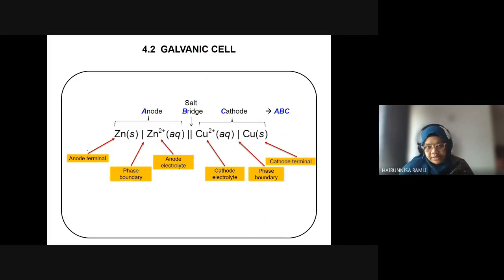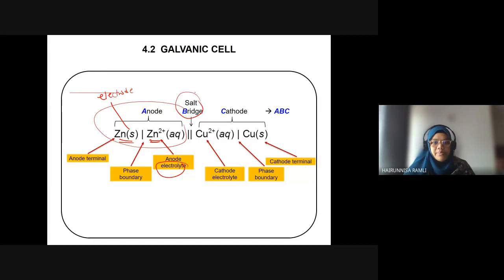Okay, ni contoh dia. This is the very basic cell notation. Antara zinc and copper, we know that zinc will become the anode. Okay, so zinc solid. Okay, so ni mesti electrode. Okay, slash kepada apa? Kepada Zn2+. So this is the electrolyte. So sebelah kiri mesti anode and then dipisahkan dengan salt bridge. Okay, and then sebelah kanan electrolyte dulu kan? Cathode kan? Electrolyte Cu2+ kepada Cu solid. Dia punya cathode. Okay, so ini adalah single slash tu adalah phase boundary lah sebab aqueous kepada solid. Yang ni solid kepada aqueous.